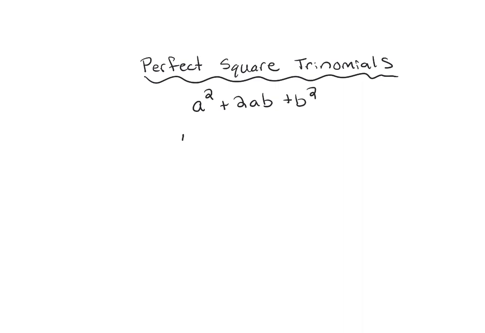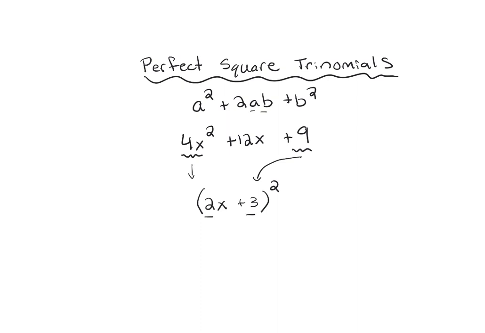Here's an example: 4x squared plus 12x plus 9. This is when we are factoring and we have these perfect squares on the outside. If we square root them, the square root here would be 2x, and the square root here would be 3, and this is a binomial squared. Then you can always check: 2 times 3 is 6, and then double it, there's your 12. So factoring perfect square trinomials is going to come in handy in today's lesson.